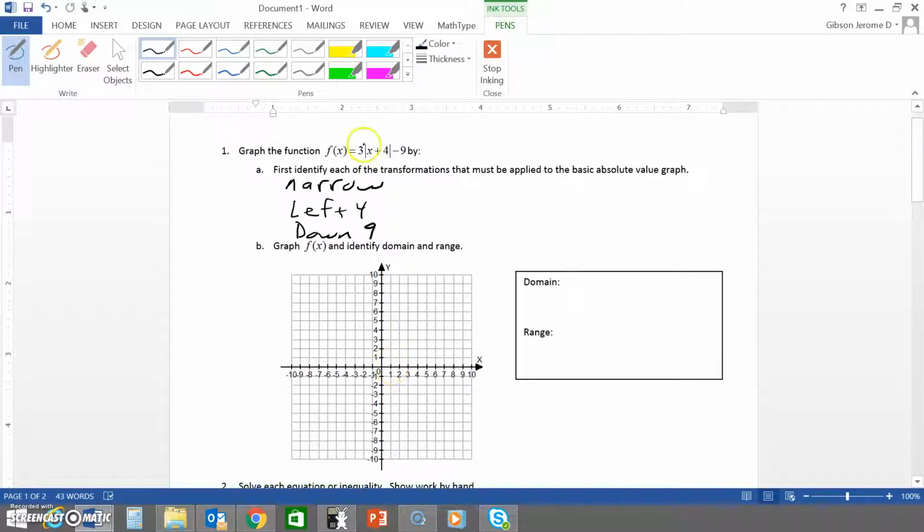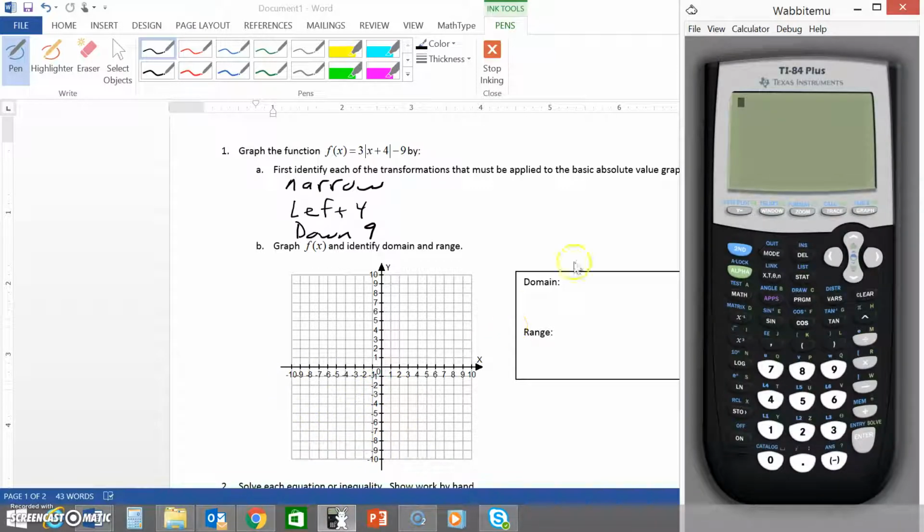Okay, we know the basic graph of the absolute value is basically at 0, 0, and it forms a V. But then we will go to the left 4 and then down 9. So our vertex would be -4, -9. That would be our vertex. Okay, now, our graph, I've already put this in the calculator.